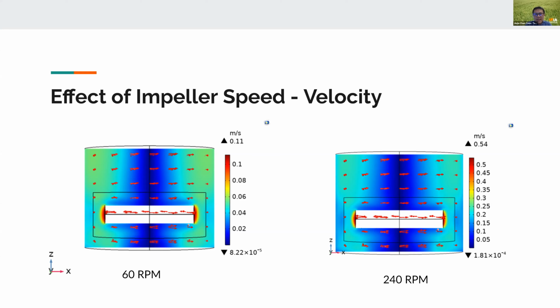We can see that the velocity profiles look very similar to each other, but if you look closely at the color legends of these two figures, they have quite different velocity magnitudes. Okay, those are outputs from the CFD model. In addition to velocity, we also can simulate the shear stress, the dissipation energy, etc. All the different types of parameters can be predicted by this CFD model.